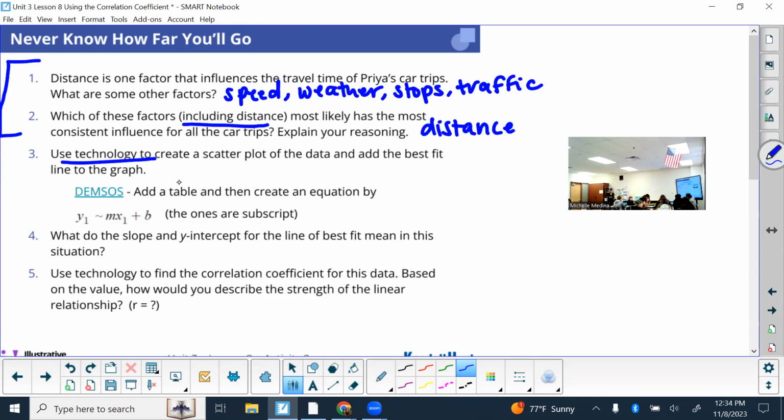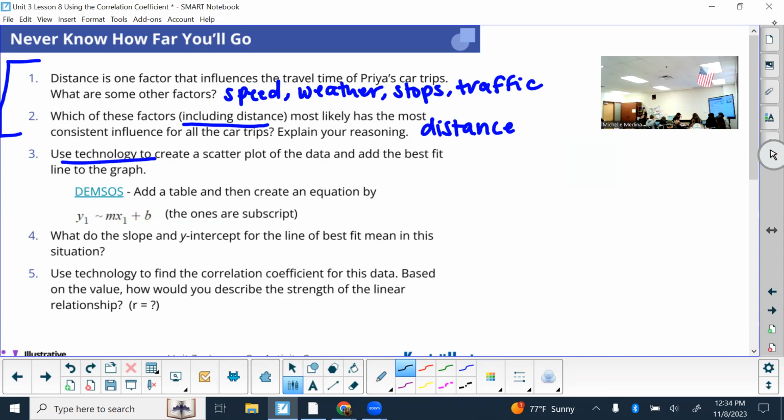I give you 2 minutes to get that. And then if you finish early, then answer the rest of the question. But I need your equation for the best fit line in 2 minutes.